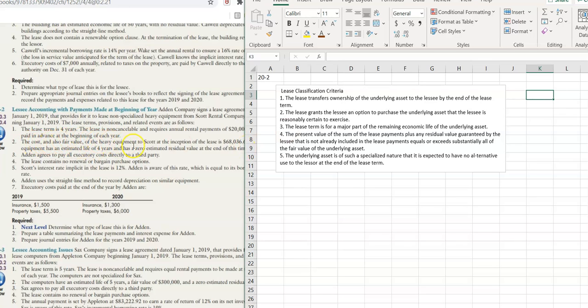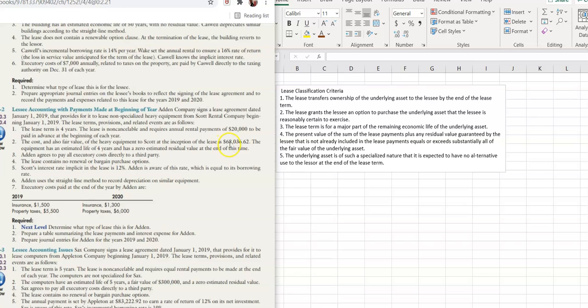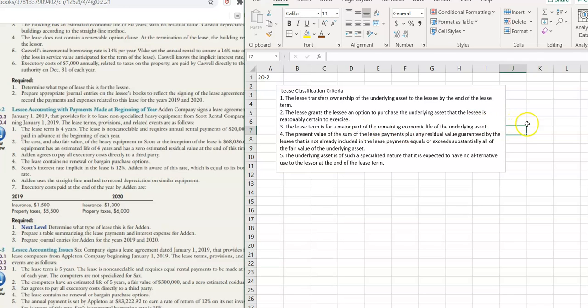The cost and also fair value of the heavy equipment to Scott at the inception of the lease is $68,036.62. The equipment has an estimated life of 4 years and has a 0 estimated residual value at the end of this time. Okay, so right here, I think that's number 3, right? So 3 is going to be yes, because term of lease equals life of asset. So that's a major part of it. So honestly, I could quit doing these things, but we'll look at it.